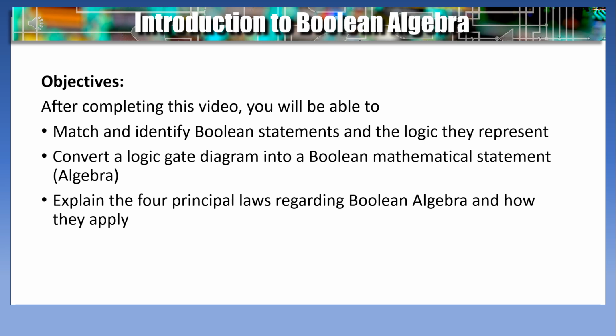After completing this lesson, you will be able to match and identify Boolean statements and the logic they represent, convert a logic gate diagram into a Boolean mathematical statement, and explain the four principal laws regarding Boolean algebra and how they apply.